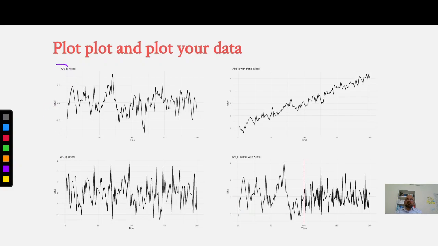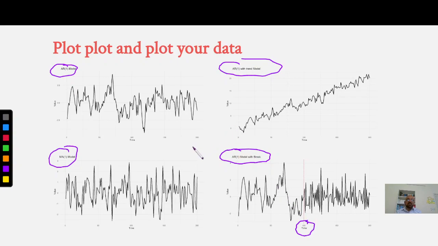So this is your AR1 process. This is an AR1 process with trend. This is a moving average model. This is an AR1 model with a break. So you see, here we have introduced the break. I have all these simulated series, and I shall share the codes with you in R. So this is a break. You see, the behavior here is different than here. The mean may be the same in this bracket, but the variability is different here as compared to this one. So the series may be non-stationary.